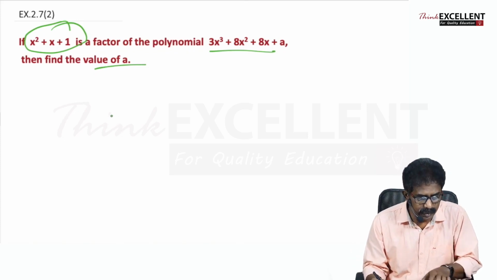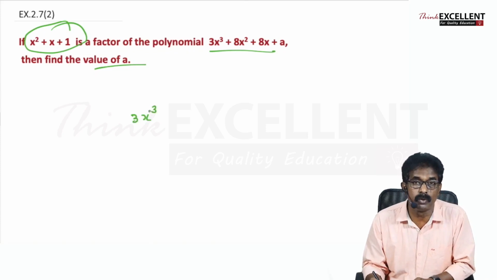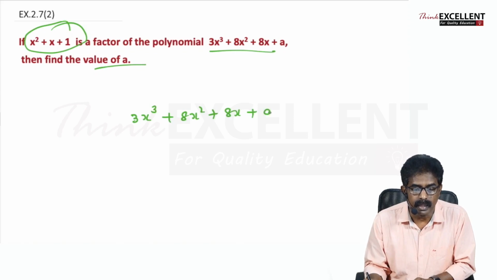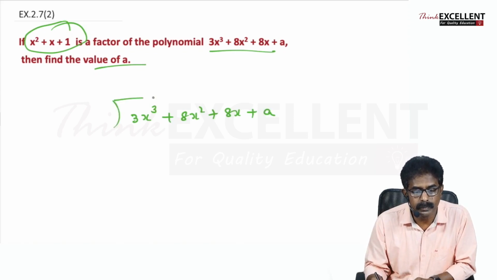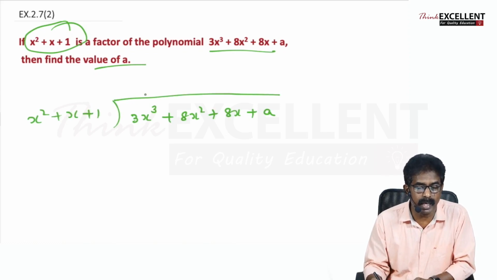So what is given here? The given polynomial is 3x cubed. Check whether it's in correct order. If any term is missing, you put 0. 3x cubed plus 8x square plus 8x plus a. We divide it by x square plus x plus 1. Do it in the column itself. 3x cubed by x square. It is what? 3x. By the 3x, you multiply everything. 3x into x square, 3x cubed, plus 3x into x, 3x square, 3x into 1, 3x.